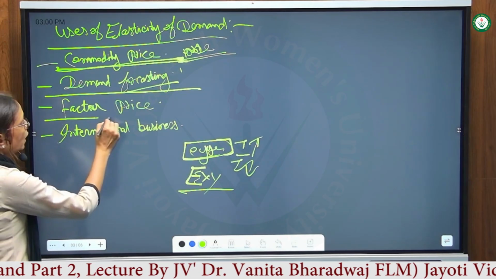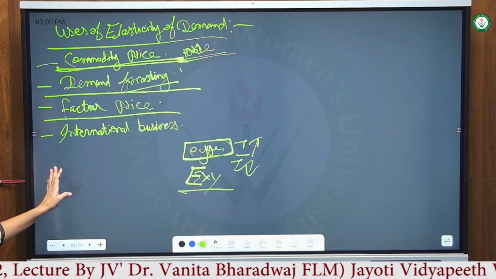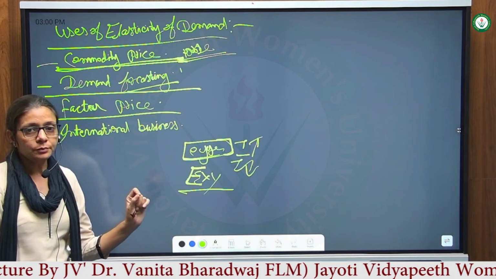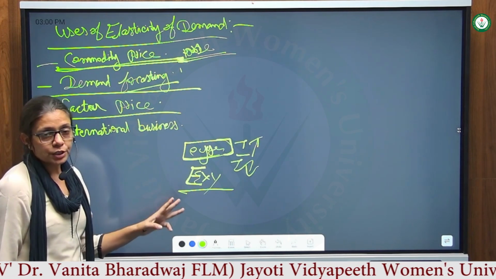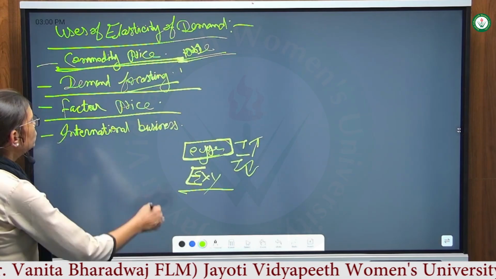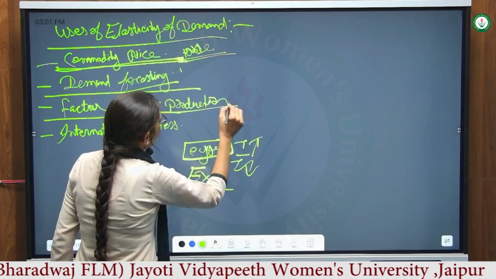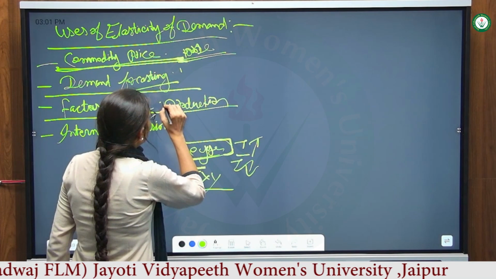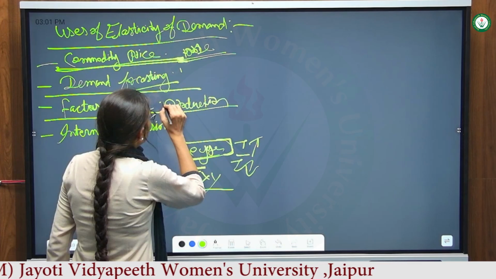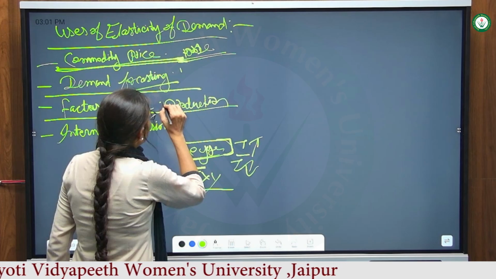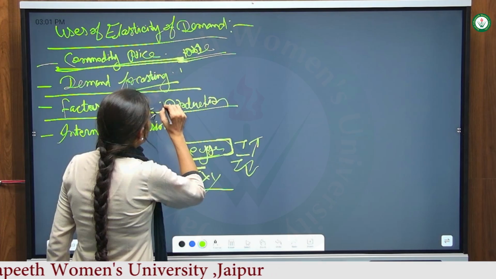Factors of the price. You all know very well what the factors of production are. Factors of production are capital, land, labor and organization. These four are the production factors, and all these factors are used in production. And for paying their contribution, how much we decide their remuneration, the price of the factors is also decided according to the elasticity of their demand.